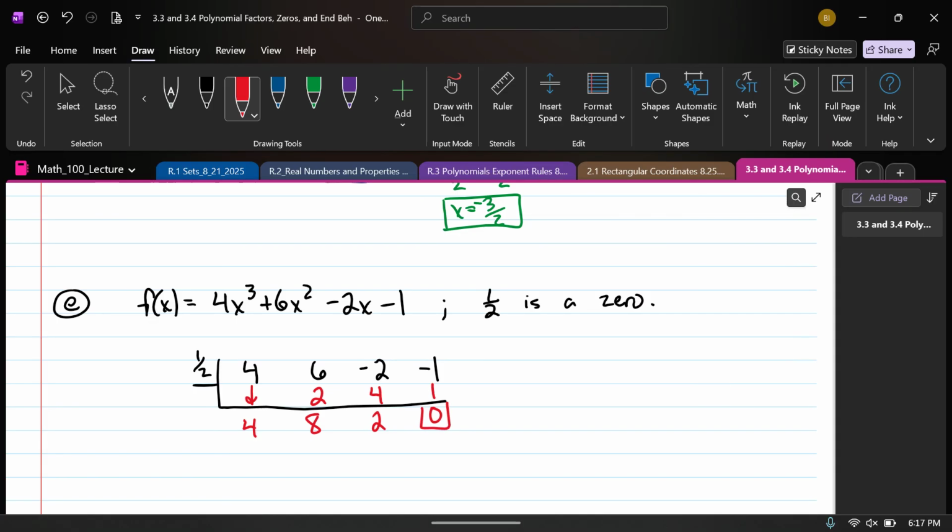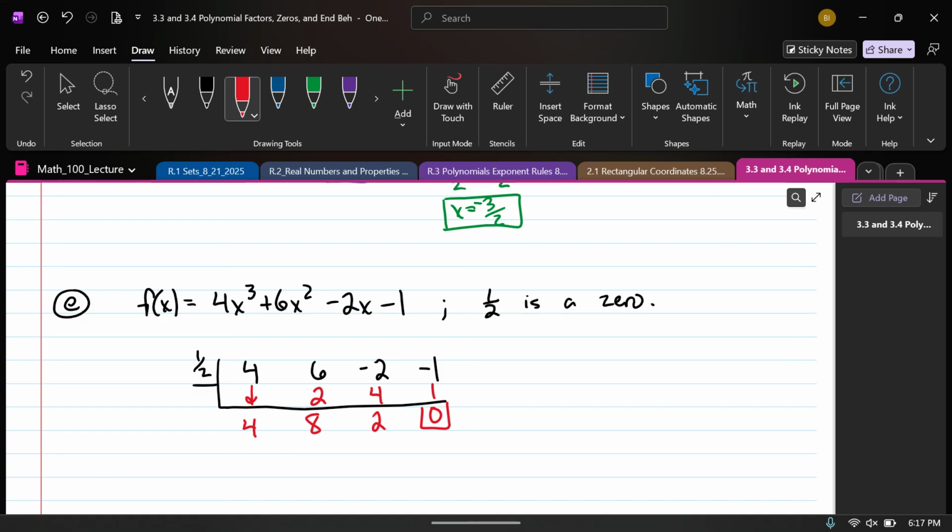And there's my remainder 0, which I expected to be a remainder 0 because they told me that 1/2 was a 0. If I got anything other than 0 there, I know I probably made some sort of arithmetic error. I must have multiplied or added it wrong somewhere.